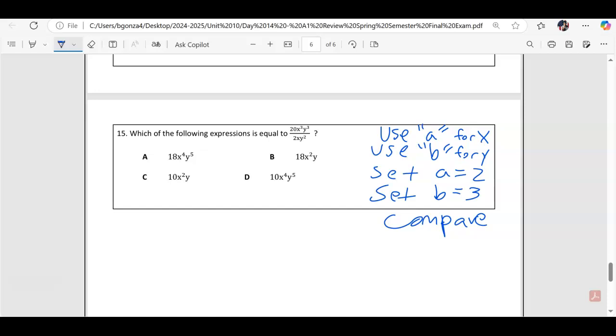20 divided by 2 is 10. Top minus bottom, this is x to the 1. So 3 minus 1 is 2. And 3 minus 2 is 1. Okay. Answer C. Let's do the graph and compare stuff.